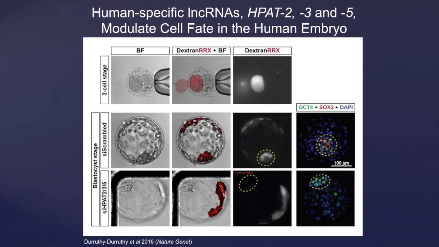the different cell lineages. But when we silence HPAT 2, 3, and 5, what you can see on the bottom panel here is that with lower expression of these genes, the cells are only contributing to the trophectoderm, the cells that attach the embryo to the uterus. They no longer contribute to the different cell lineages. So what this slide says is, although these sequences are human-specific, came into our genome somewhere in the egg and sperm lineage, and are not necessarily widely conserved, they function in a key part of human embryo development.